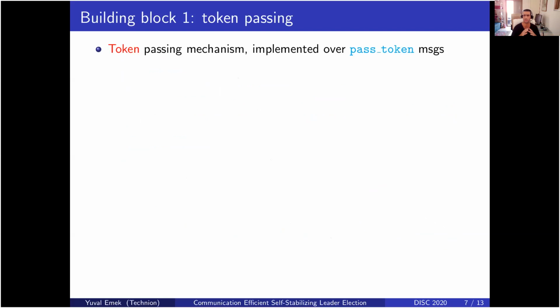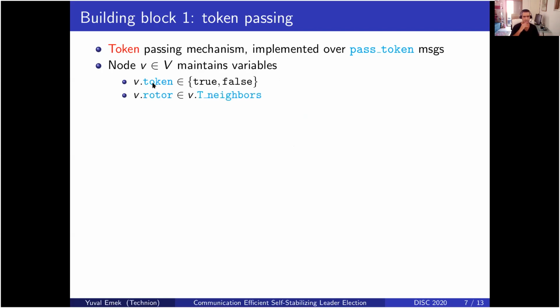Okay, the algorithm actually consists of two main building blocks. The first one is a token passing mechanism implemented by means of messages called pass token messages. To this end, each node V maintains the following variables. It has a variable called V.token that indicates whether V holds a token or not. It also maintains a variable called V.rotor that essentially points to the last tree neighbor of V to which V has passed a token.